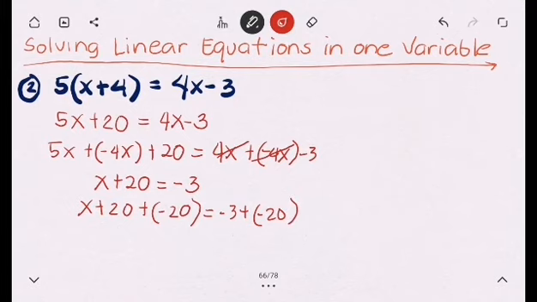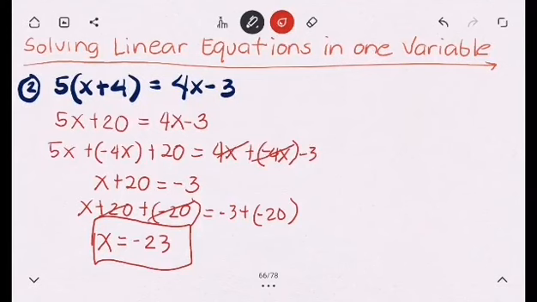Okay, so kapag sinimplify natin yung left side, matitira is x. Then sa right side, we have negative 23. So we now have the solution for our second equation. Okay, so try nating i-check kung tama yung nakuha nating solution. Again, in checking using the original equation, papalitan lang natin yung variable ng nakuha nating value.